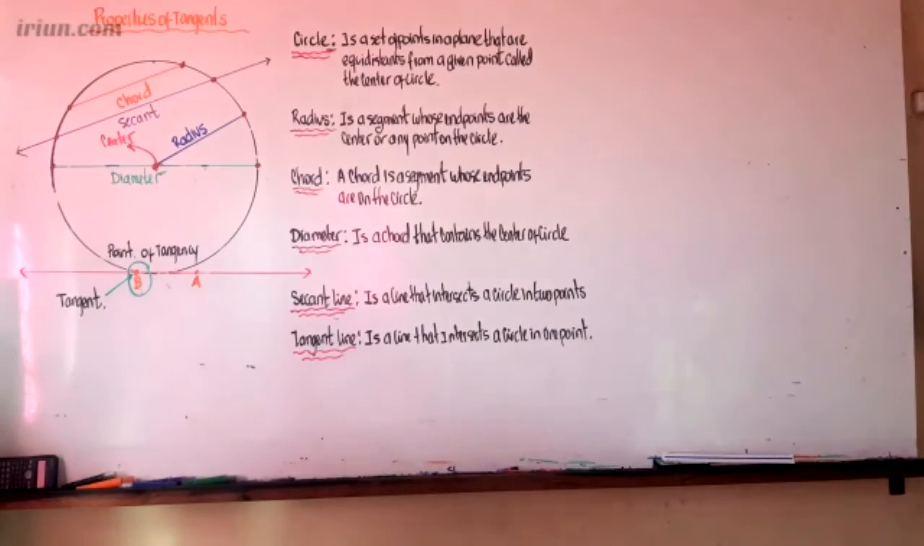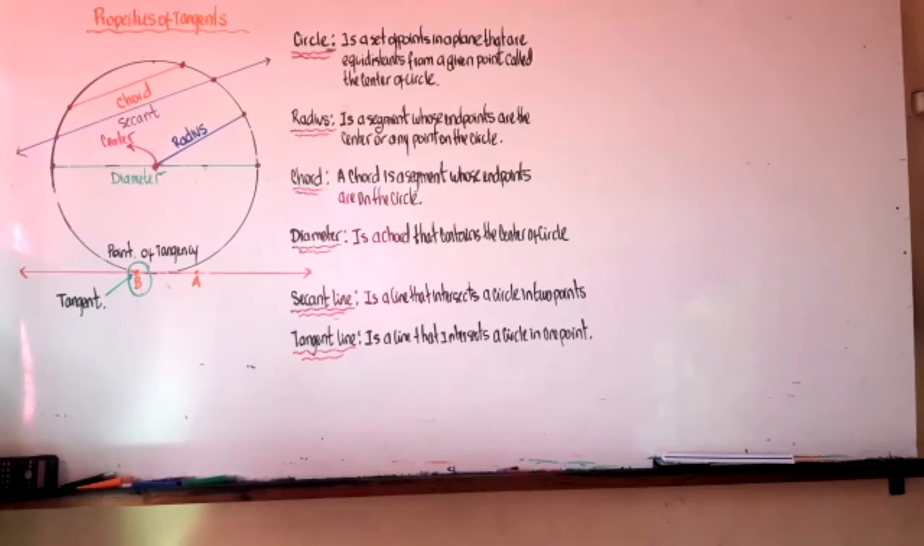Again, just for a little review, what is the circle? It is the set of equidistant points located in the same plane. What does equidistant point mean? Equidistant point means same distance. What will be the radius? The radius is a segment whose endpoints are the center and any point of the circle. Or in simpler terms, it's a line which starts from the center to any point of the circle. That could be another definition for the radius.